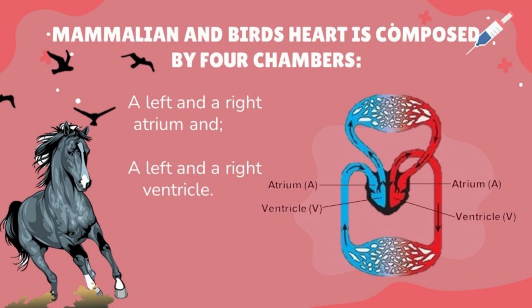Mammalians and birds' heart is composed of 4 chambers. The heart is essential for keeping humans and most animals alive. Mammals and birds have 4 main parts to their heart, a left and a right atrium, and a left and a right ventricle. Their hearts mostly consist of muscle that contracts and relaxes, causing blood to move through blood vessels from the lungs and around their body.